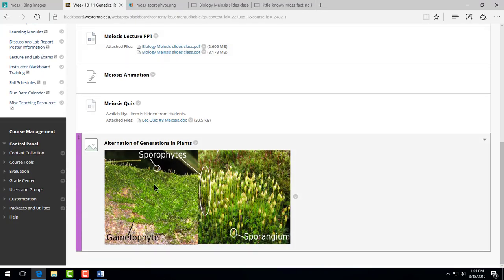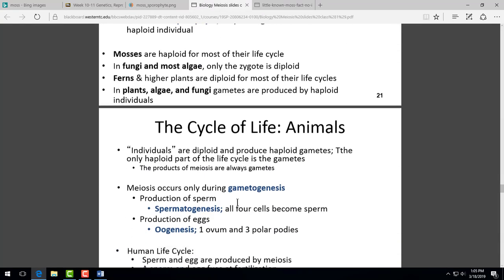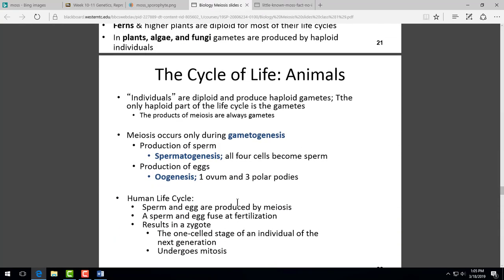So here we can see those stalks on there. And in this picture, it's a little more realistic. You can see mostly gametophyte, the green short structures, followed by the sporophyte. So we only see that in plants. Animals do not have gametophytes.